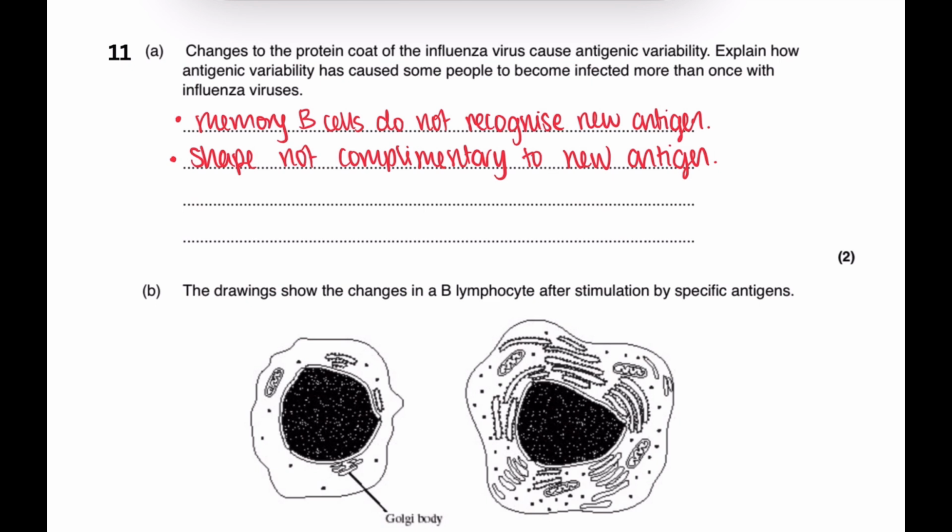Question 11. Changes to protein code of the influenza virus causes antigenic variability. Explain how antigenic variability has caused some people to become infected more than once with influenza viruses. This is simply because memory B cells, which allow us to remember when we were infected with a certain thing, do not recognize these new antigens that have presented. This is because antibodies previously produced were not effective at all, as the shape is not complementary with this new antigen.